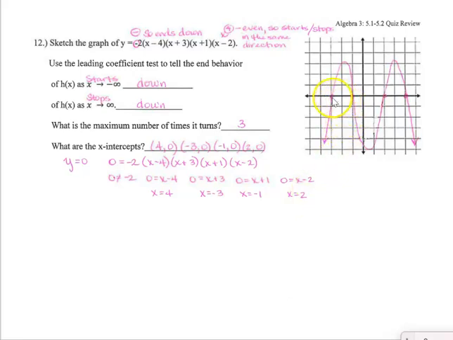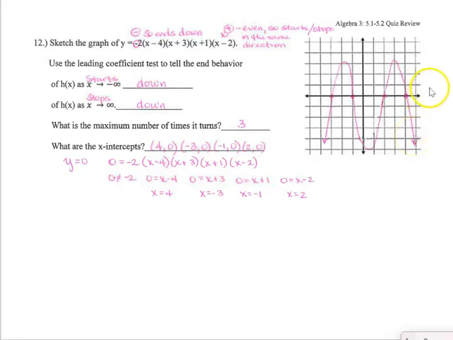So up here on my graph, I've got -3, -1, and then 2, and then 4. We said it's going to start down and it's going to turn 3 times. Notice that each one of these is a single root, so we're going to go straight through. We go straight through at -3, turn to come back to our x-intercept at -1, turn to come back to our x-intercept at 2, turn to come back to our x-intercept at 4.